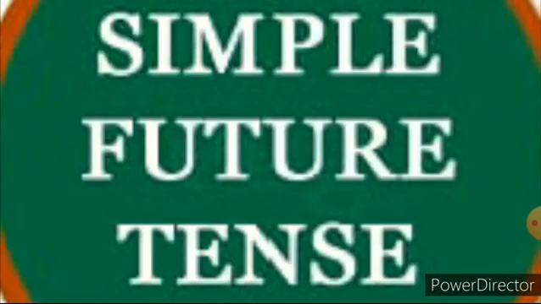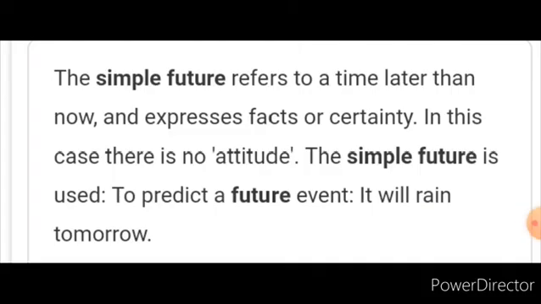Simple future tense. Look at the spelling, children. Simple future tense means a plan for future action. The simple future refers to a time later than now and expresses facts or certainty. In this case, there is no attitude. The simple future is used to predict a future event.